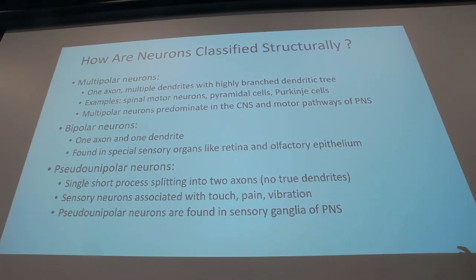Bipolar neurons have two extensions, one that is an axon and the other that is a dendrite, of course connected to a body. They're found in sensory organs like the retina or the olfactory cells, the olfactory epithelium.